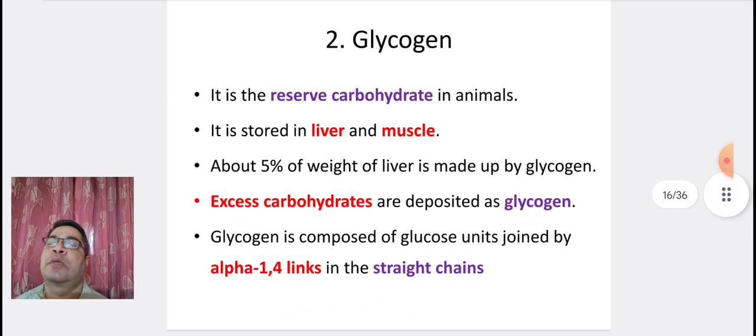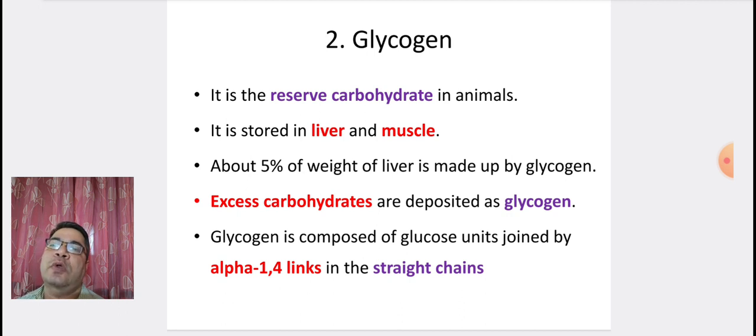Coming to the next polysaccharide, glycogen. It is a reserve carbohydrate in animals. It is stored in liver and muscles. About 5% of the weight of the liver is made up of glycogen. Excess carbohydrates are deposited as glycogen.